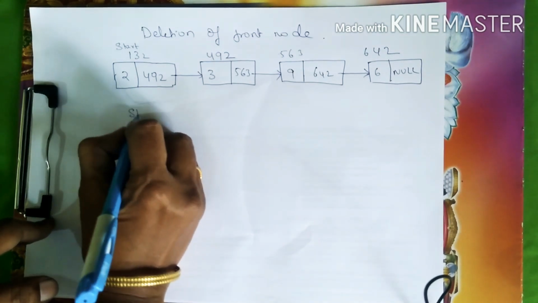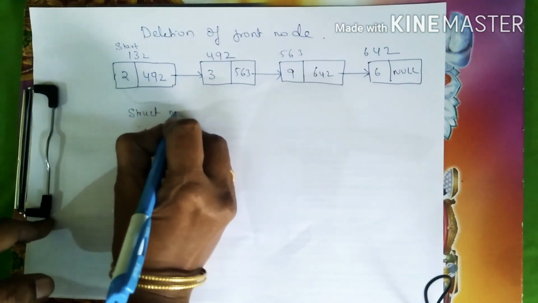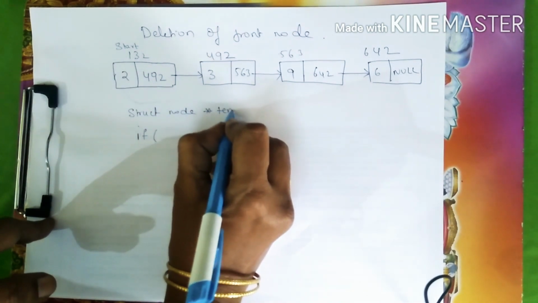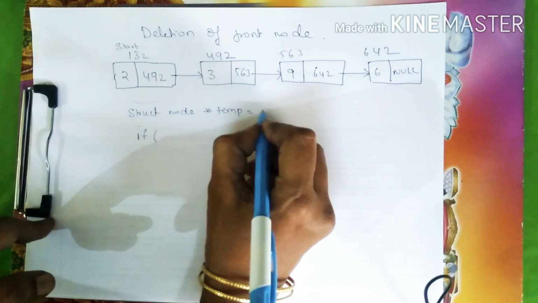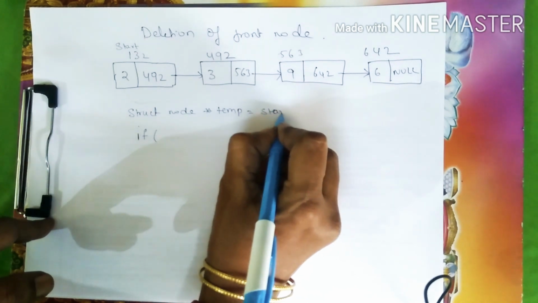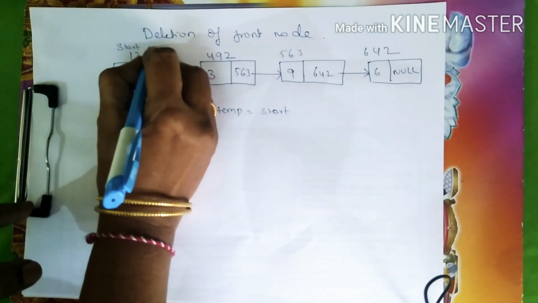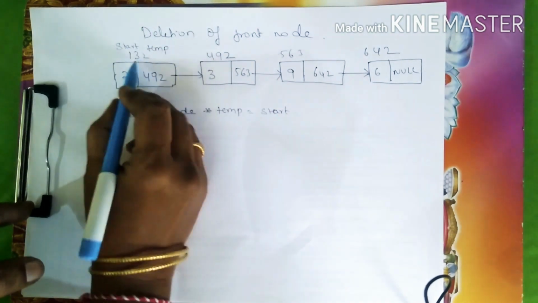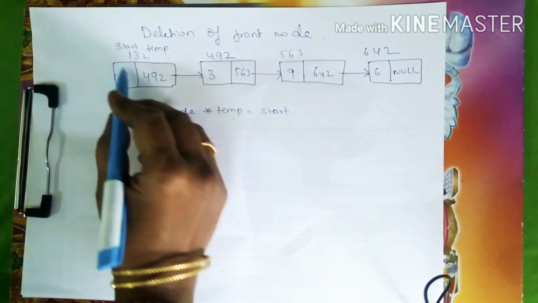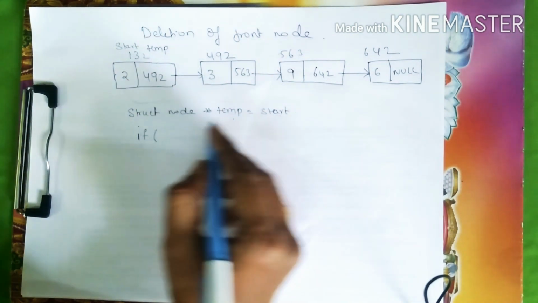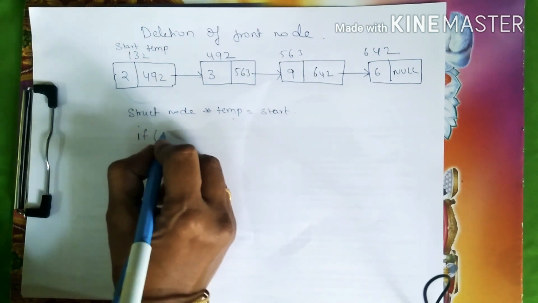We have to take one temporary variable, struct node star temp is equal to start. I'm starting this temp from this start address, I'm giving it as a start address. So now temp will also be equal to 132. As start is equal to 132, 132 will be stored in the temp.